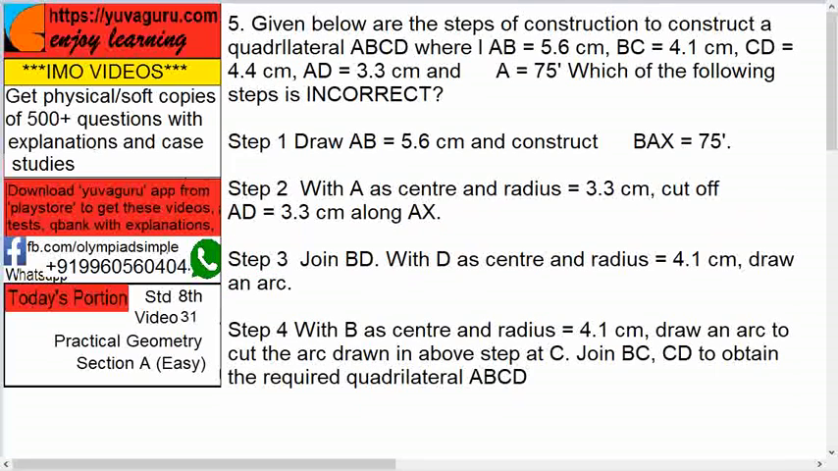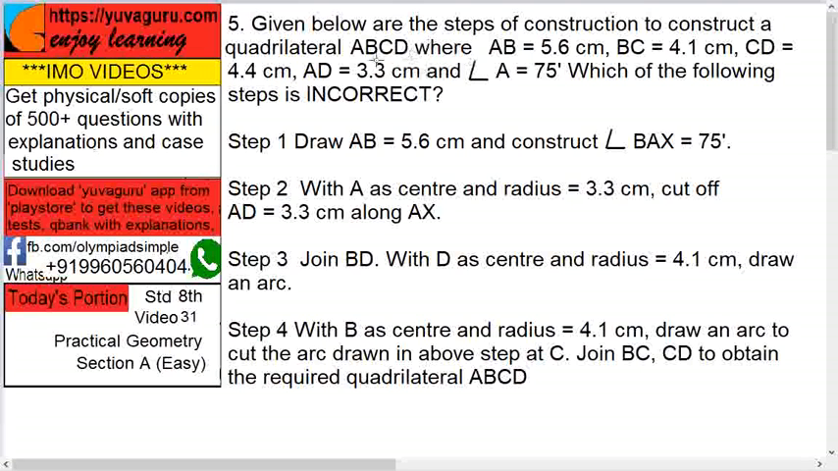Next, given below are the steps for construction to construct a quadrilateral ABCD, where AB equals 5.6, BC equals 4.1, CD equals 4.4, AD equals 3.3 centimeters, and angle A equals 75 degrees. Which of the following steps is incorrect?